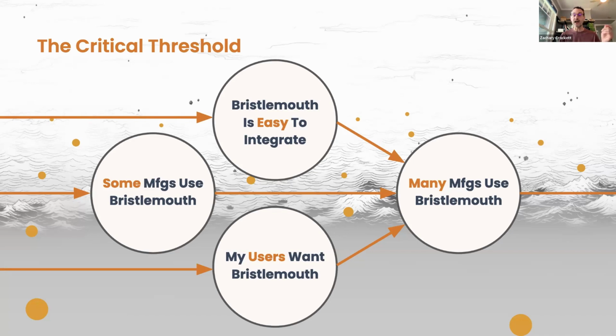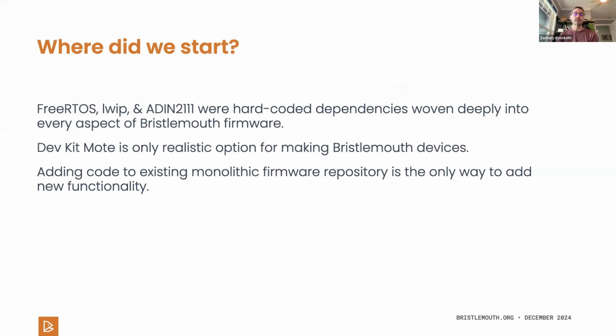That's one. We need to get there. But there's also the question of how easy it is. If I am a device manufacturer and I'm interested in getting into Bristlemouth, but it's just too hard, I'm never going to put in the R&D to do that. And that top circle on this slide, that's what we've been working on this year. We're trying to make it easier to unlock the power of this ecosystem, get more manufacturers, more companies building on Bristlemouth.